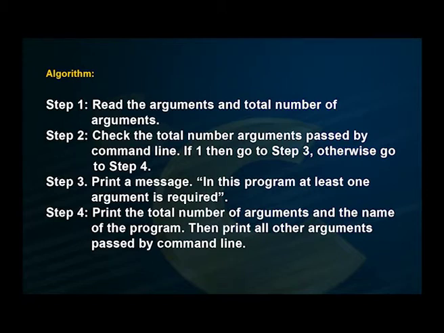Let us first see the algorithm. Step 1, read the arguments and total number of arguments. Step 2, check the total number of arguments passed by command line. If 1, then go to step 3, otherwise go to step 4. Step 3, print a message in the program: at least one argument is required. Step 4, print the total number of arguments and the name of the program, then print all other arguments passed by command line. Let us now type this program.